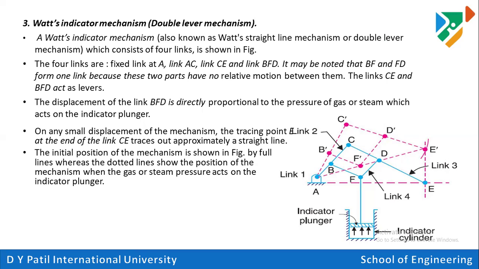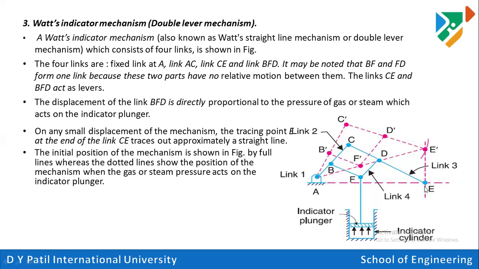Again, in the case of Watt's indicator, it has four linkages. Link AC, link one, the first link, is the fixed link. Link two, the AC link, is the lever. Again, this will be the input lever. This link CD is the output lever. And this is the intermediate link 4, which is connected to the indicator plunger, or you can say piston. Now, how much path it is tracing, either in vertical direction or horizontal direction, that path value or displacement of that particular system can be indicated on that indicator plunger.